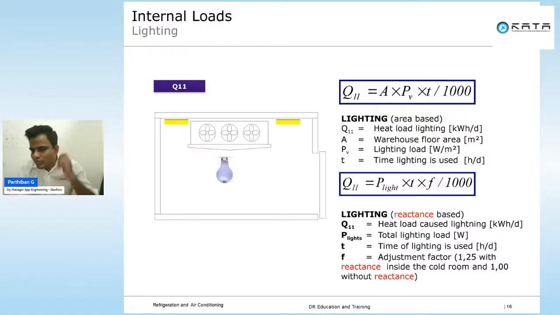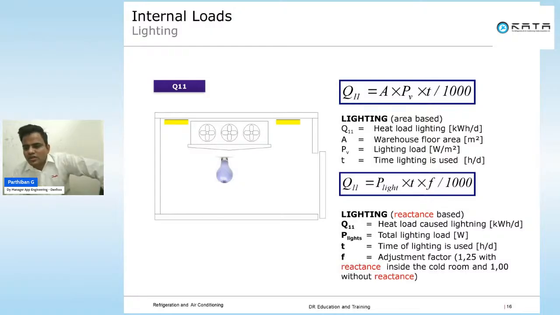Again, the formula is Q equal to P into T into F. Q is the heat load. P is the lighting load. Lighting load means what is the electricity we are giving to the light, 100 watts or 50 watts. What is the electricity we are giving? T is the time used. Then F is the adjustment factor. Say we have 10 bulbs or 20 bulbs, which is using 100 watts each.